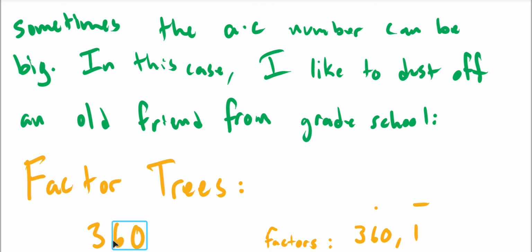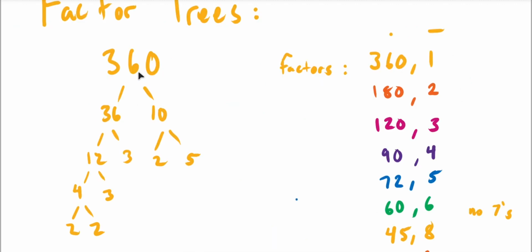Let's say I had to factor 360. Maybe that was my last term. Man, that's a big thing with a lot of factors. How can I systematically go through all of them? Well, I'll show you how I made this list, but first let's talk about this tree. You pick any two factors you can see, and since it's got a 0 on the end, I can see there's a 10 here.